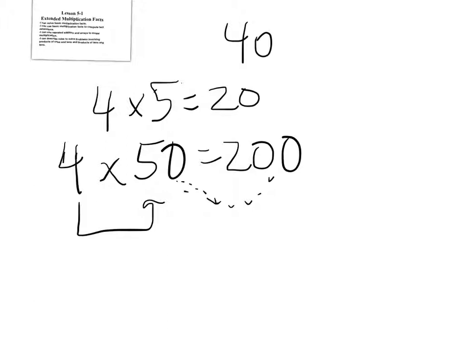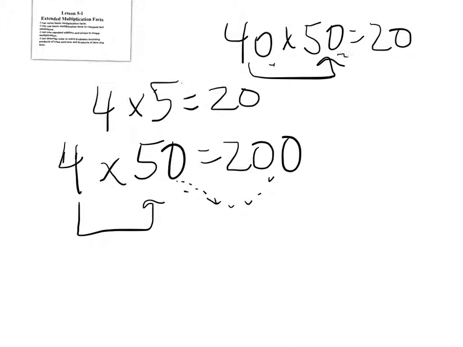Also, if you go 40 times 50, you get the 4 times the 5, give you 20, and you have 2 zeros now, so put the 2 zeros on. So that's just one thing.